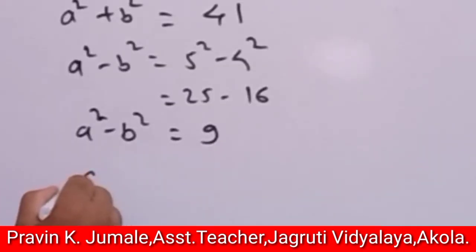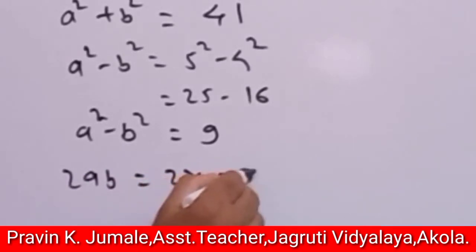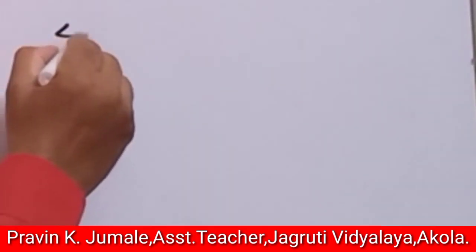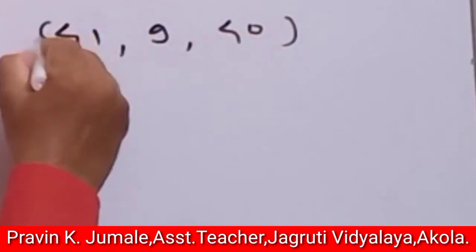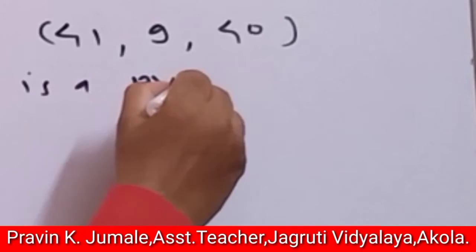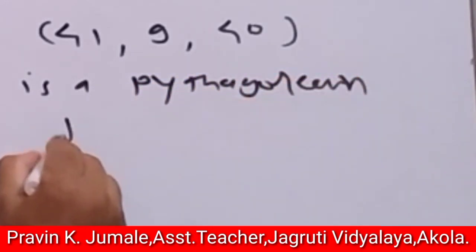Third, twice AB is equal to 2 multiplied by 5 multiplied by 4. 2 fives are 10, 10 fours are 40. 41, 9 and 40 is a Pythagorean triplet.